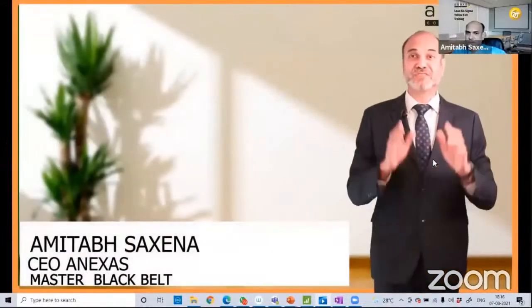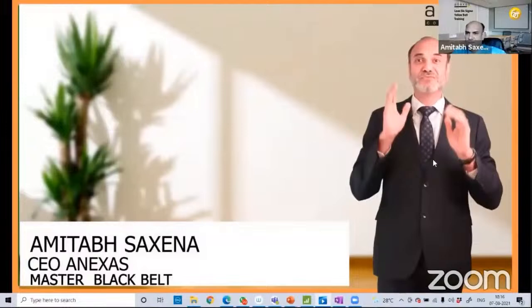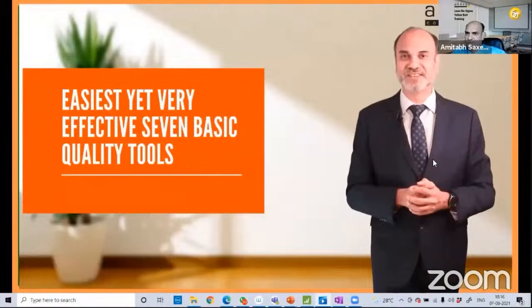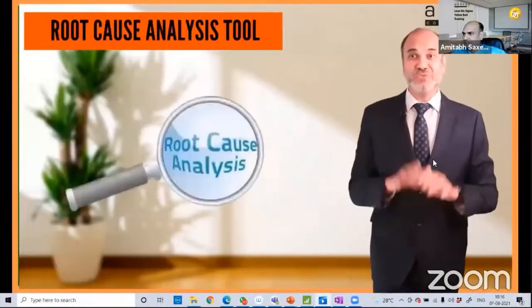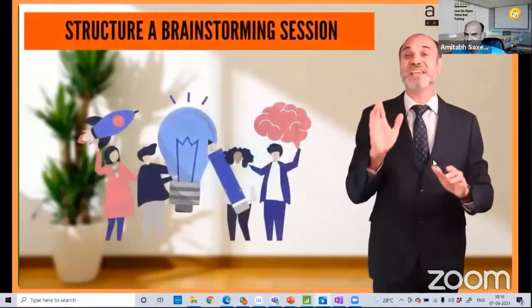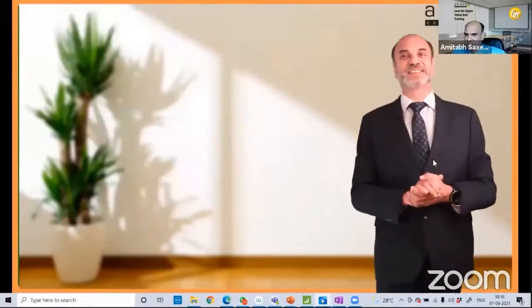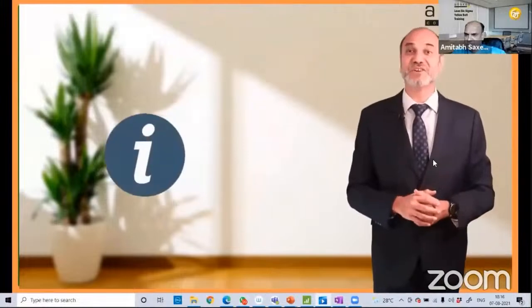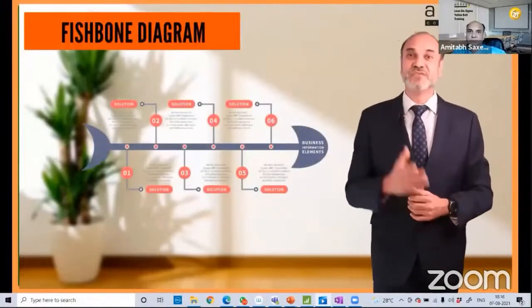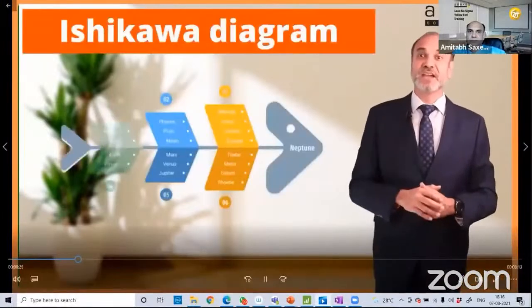Now we are going to talk about one of the easiest but very effective 7 basic quality tools. This is a root cause analysis tool which can be used to structure a brainstorming session. That's right, I'm going to give you some information about the very famous and useful fishbone diagram. Fishbone diagram is also known as the Ishikawa diagram.